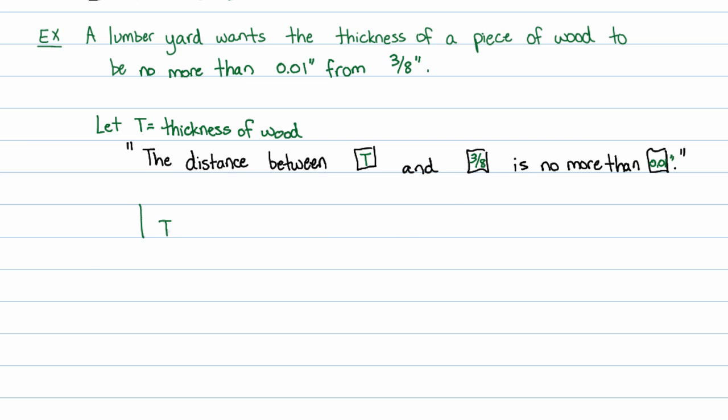So in other words, the distance between T and 3/8 must be no more, in other words, it can be less than, or possibly equal to, 1/100th of an inch. Yeah, I didn't put inches on the number inside, so I shouldn't put inches here. And this is actually how a lot of machines are manufactured. They have this absolute value inequality dominating. They say, oh, we allow some error. The error here is 1/100th.